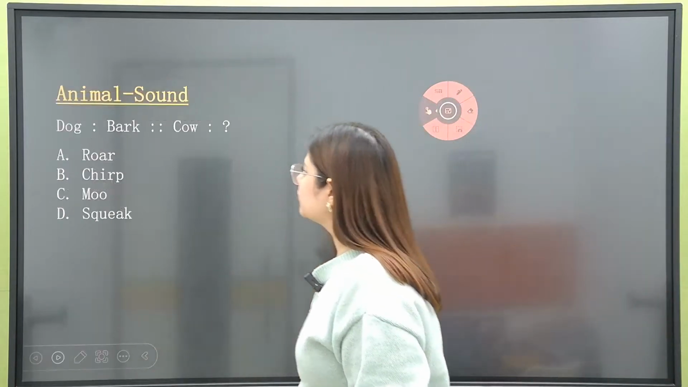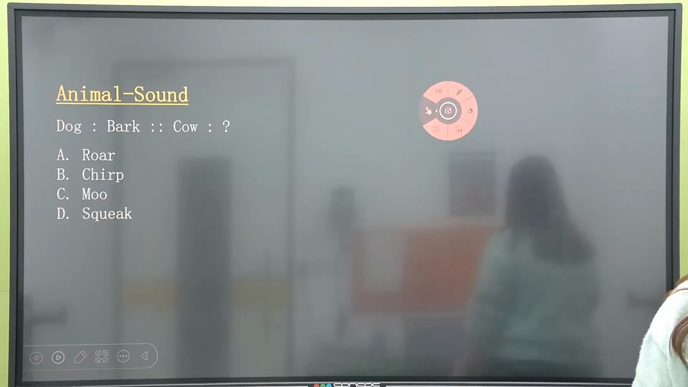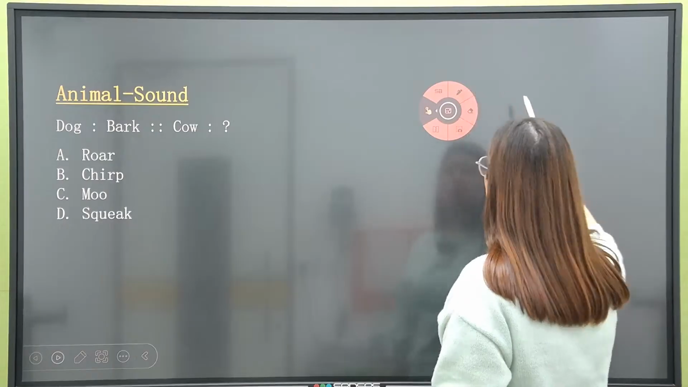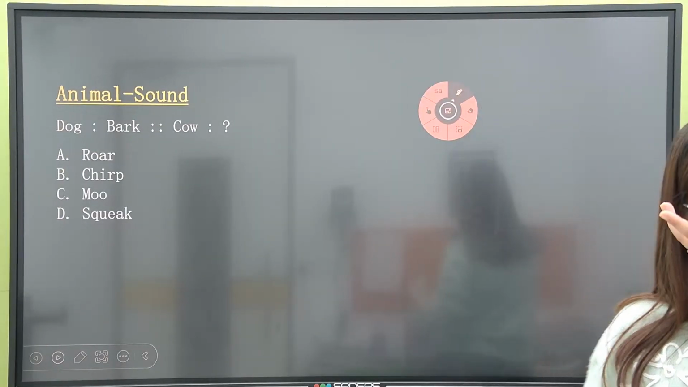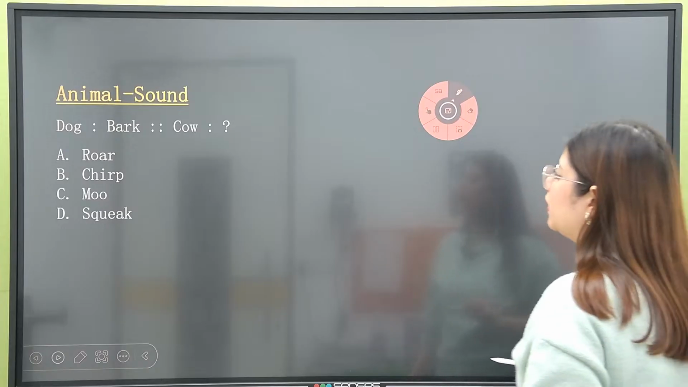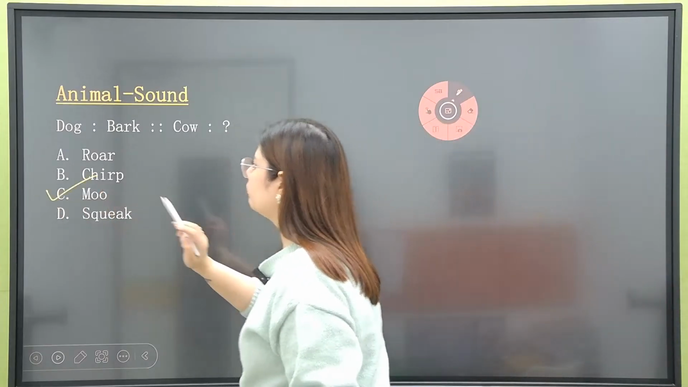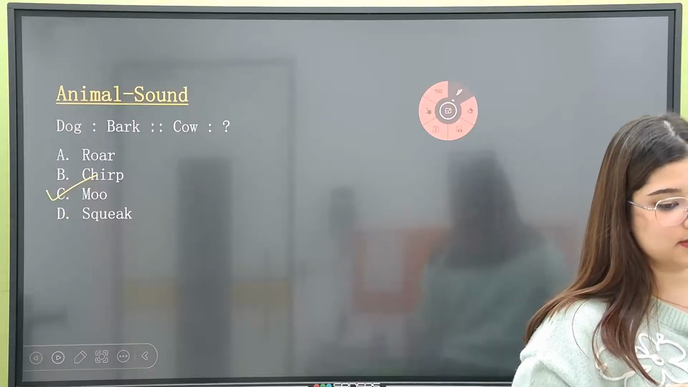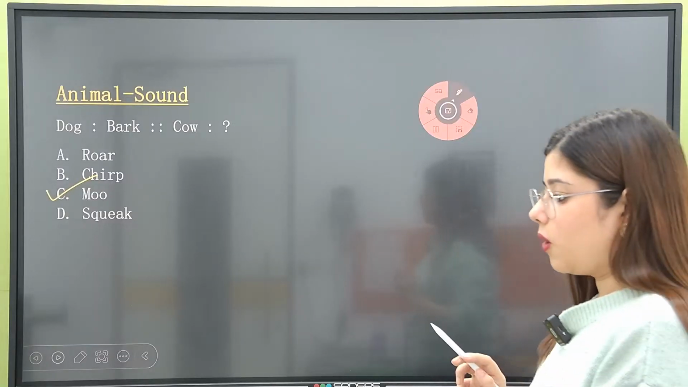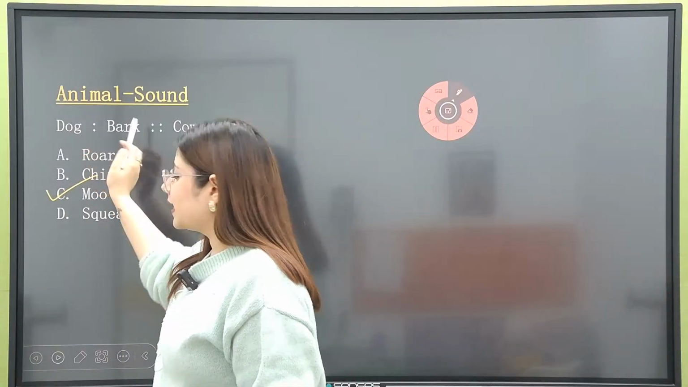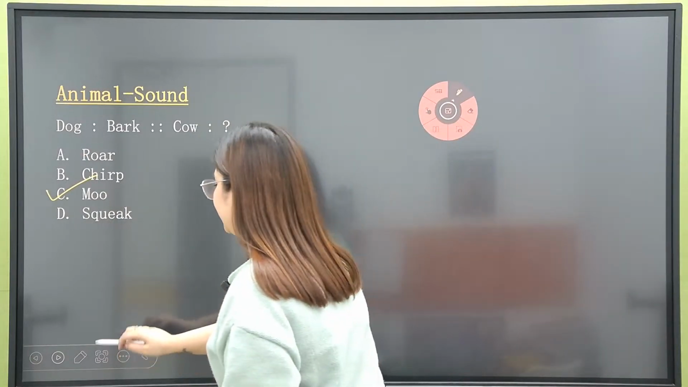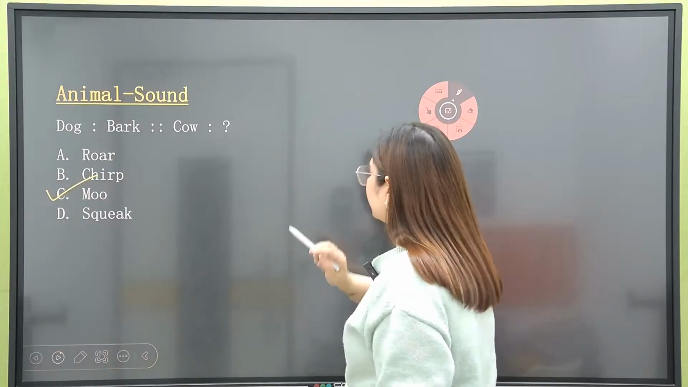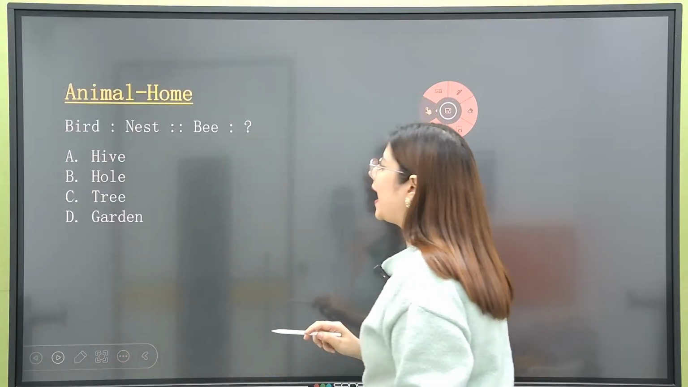The next type of relationship could be animal, sound. Dog is to bark, such as cow is to. So a dog barks and a cow moves. So dog is to bark, such as cow is to move. The first part of the pair talks about a particular animal, and the second part denotes the sound it makes. The next type of relationship that we could encounter, animal, home.